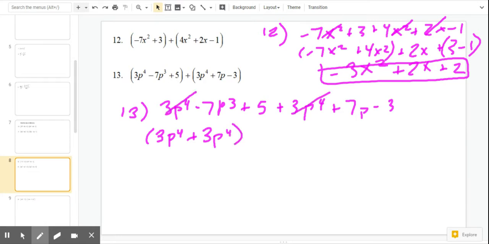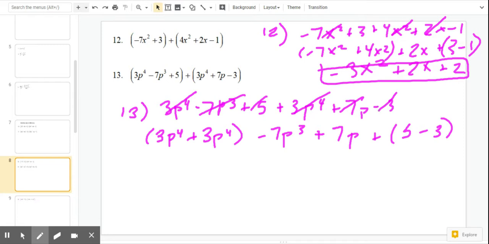Then I have a p to the 3rd term. So minus 7p to the 3rd. That's my only p to the 3rd term, so that's all alone. Then I don't have any p squared terms, but I do have just a p term. So 7p, that's all alone too. And then plus my constant terms, so plus 5 minus 3. So that's this, and I've covered everything, so I can move on.